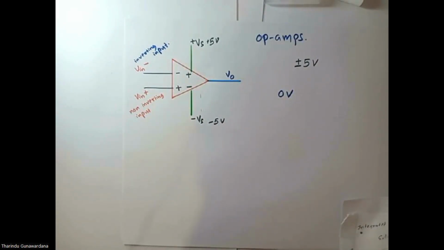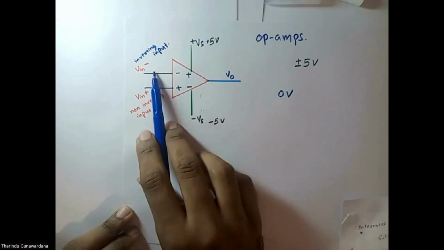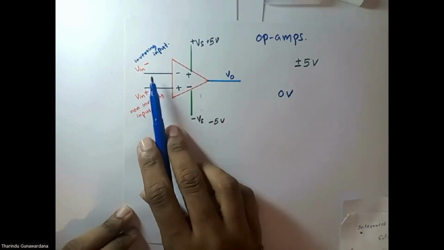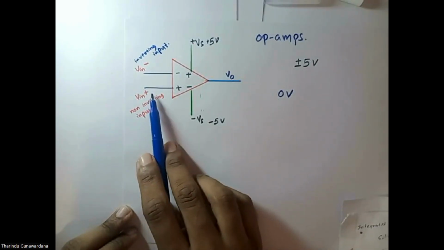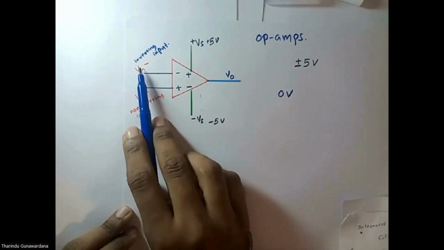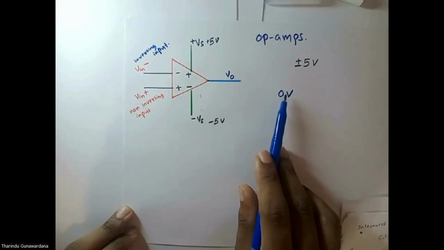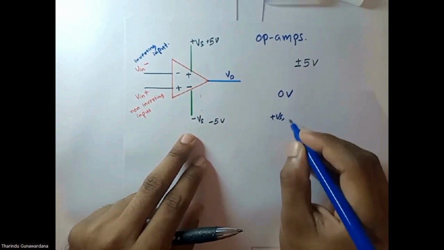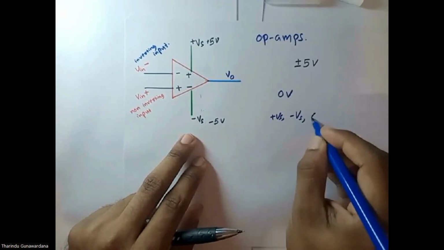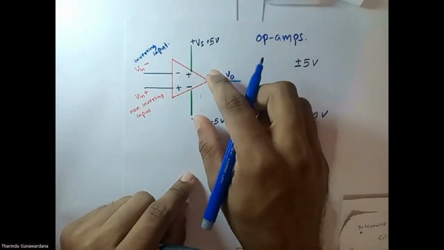Now, don't misunderstand. These two terminals are used to power up the op-amp, and these two terminals are used to give the input to the op-amp. We have two inputs: one is plus, for the non-inverting input, and the other is the inverting input. These two power terminals, together with the 0 volt earth terminal, are used to power up the op-amp.